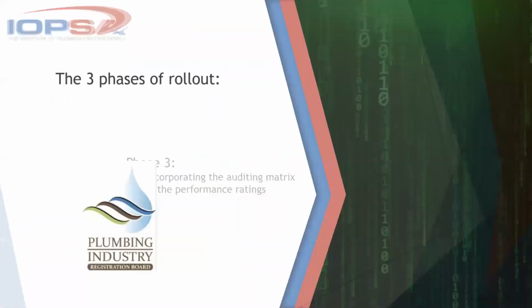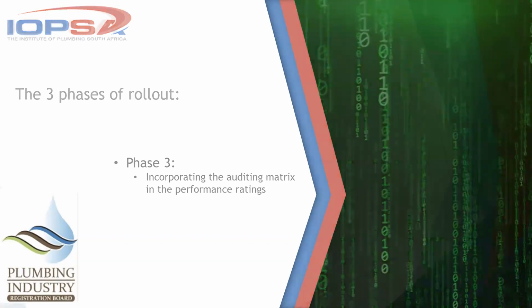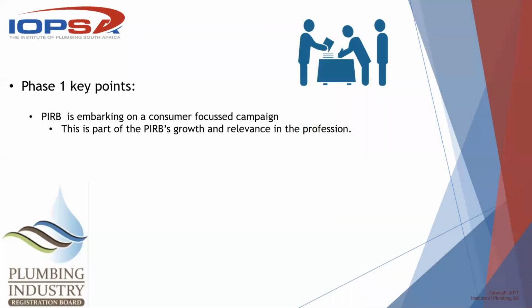The third phase is exactly the same as phase 2, except that eventually the auditing matrix, in other words, all the results and the positives and so on from the auditing processes for the registered plumbers themselves, will filter back into the result and the search function. So that will then also become incorporated into the results of the search function. So it all goes back to what I keep on saying, which is the search function, right? Which is the ability for a Mrs. Jones to search for a company within the PIRB's website.